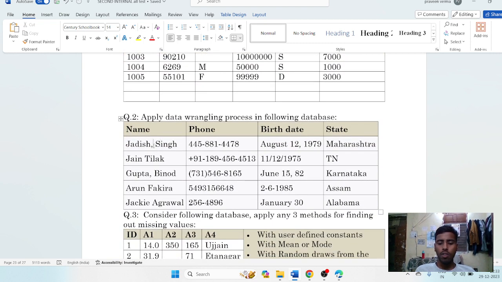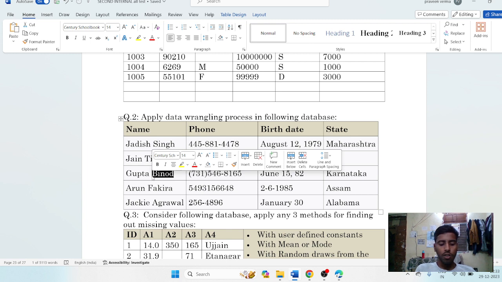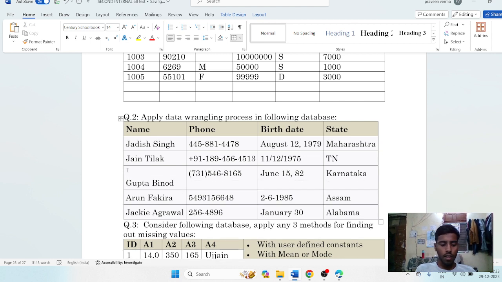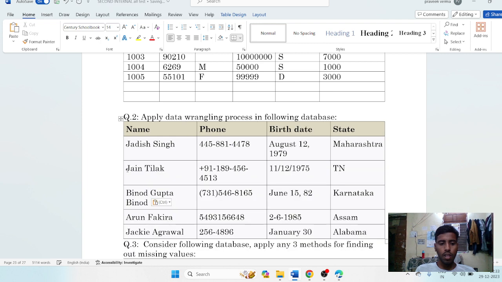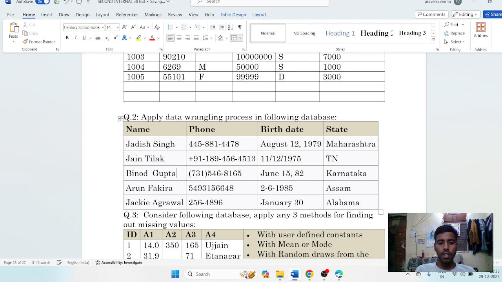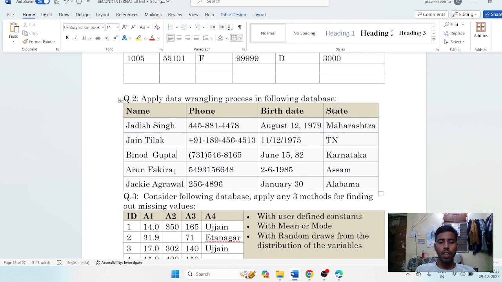I will remove this comma. Here I will also remove this comma, or I will interchange the name with the surname, because the name and surname should be in a proper format. So I will first copy the Binod and paste here, and I will delete this entry. Okay, now it should be the same. Arun Fakira, Zaki Agrawal. Okay, now it should be the same.